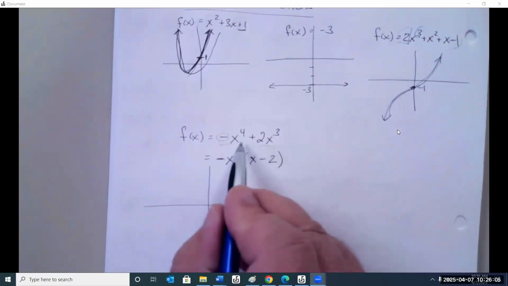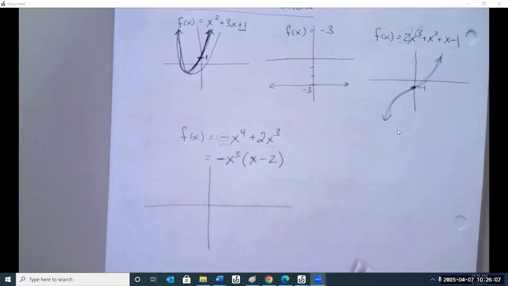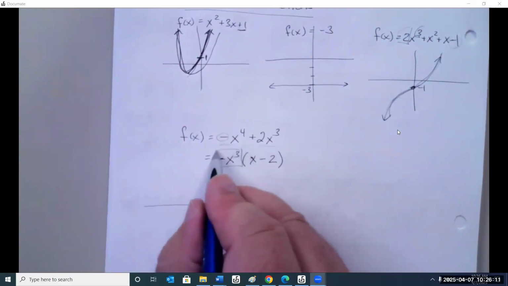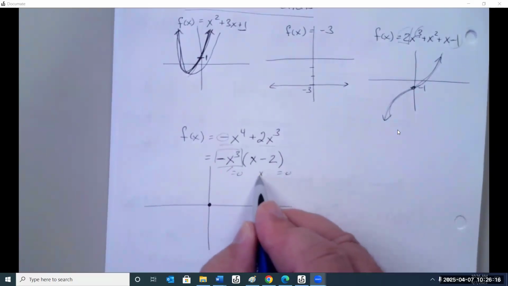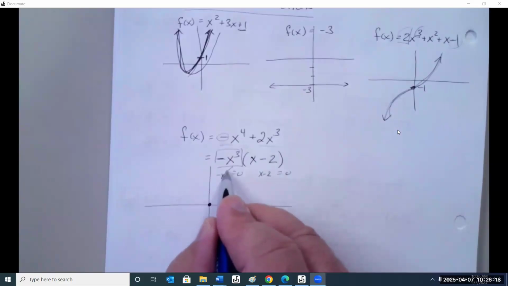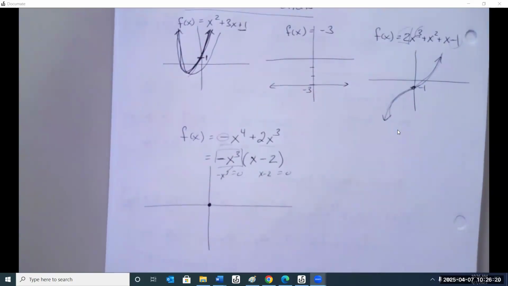What's my y-intercept? Y is 0. And we know that from this. I set both of these equal to 0. Whenever you have an equation, you factor it. Those tell you the x-intercept. So I get 0 for one of them, and then x equals 2 for the other one.